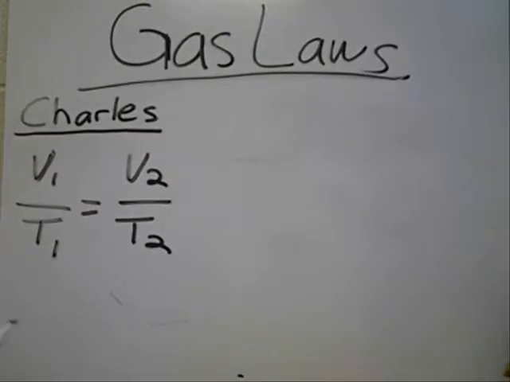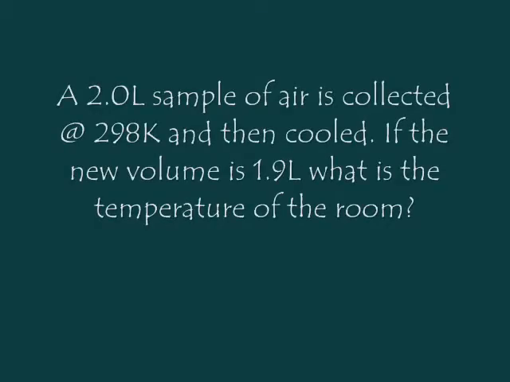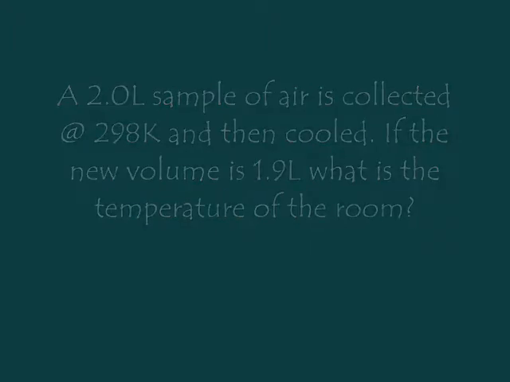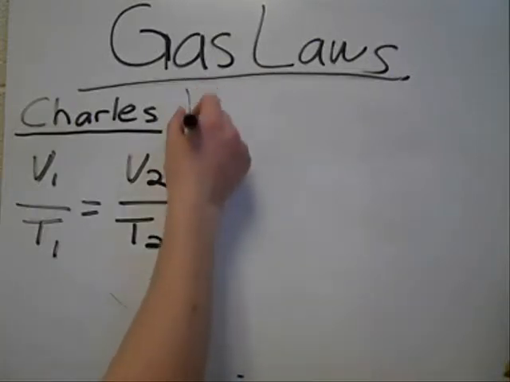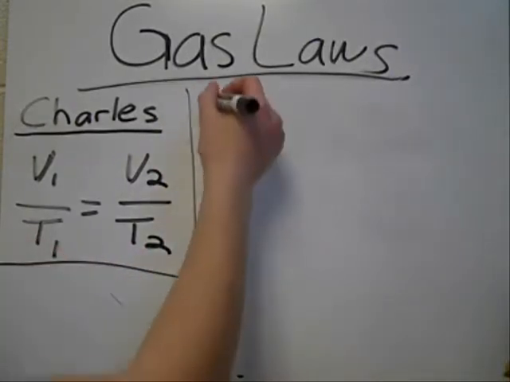Alright, then using Charles' law's equation, we could do the problem: if a 2-liter sample of air is collected at 298 degrees Kelvin and then cooled, and the new volume is 1.9 liters, what is the temperature of the room? So we start off by listing our knowns and unknowns. There's the equation we're going to use.